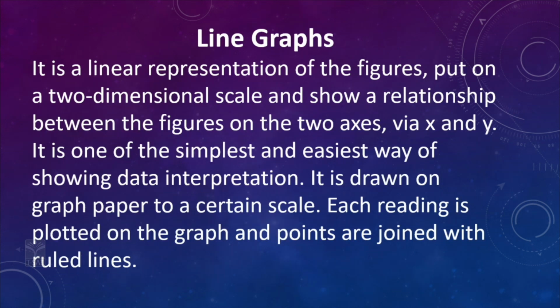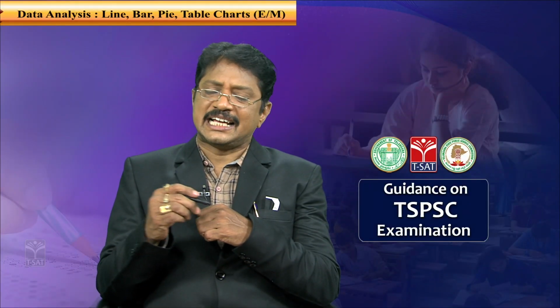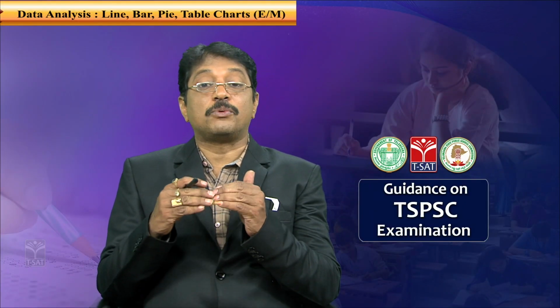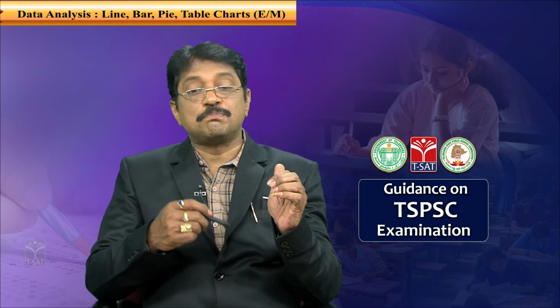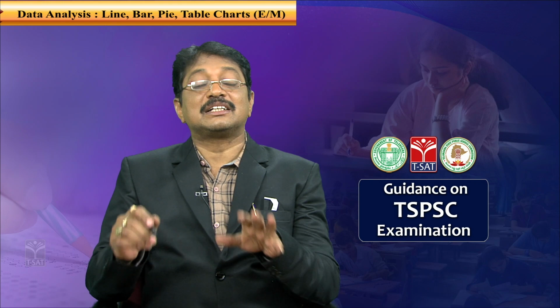Now coming to the next one, line graphs. It is a linear representation of the figures put on a two-dimensional scale and shows a relationship between the figures on the two axes, that is x and y. It is one of the simplest and easiest ways of showing data interpretation. It is drawn on graph paper to a certain scale. Each reading is plotted on the graph and points are joined with ruled lines. So when you join with line segments, it is called a frequency polygon. When you join with a simple free-handed smooth curve, we call it a frequency curve.